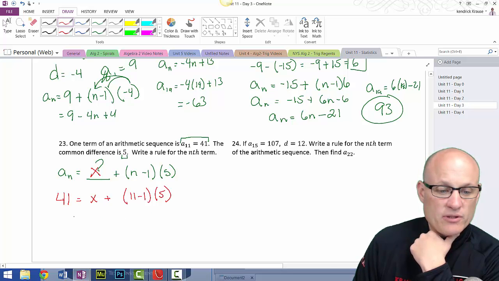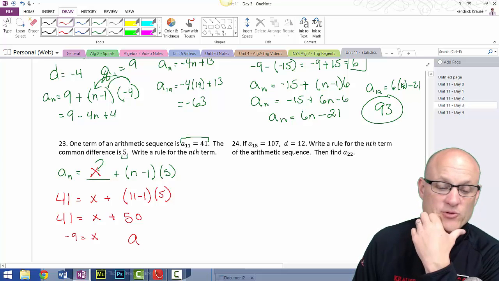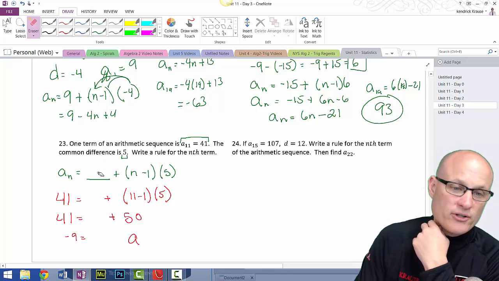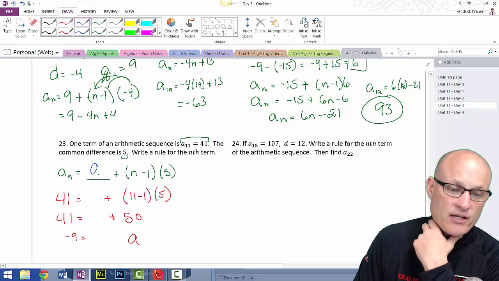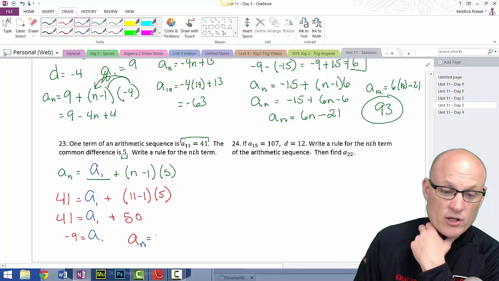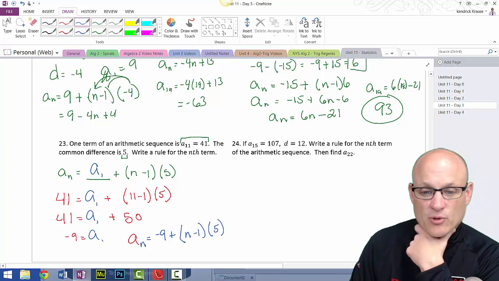And that would give me 41 equals x plus 50. Subtract 50, I get negative 9 equals x. So I'm going to guess my equation then, now that I have my x, which is my a sub n. I probably shouldn't have called it x. That's probably not a great name for it. I probably should have called it what it really is, and that's a sub 1, because that's what you're looking for. So now I've got a sub n is equal to my a sub 1, which is negative 9, plus n minus 1 times 5. All right, last one.